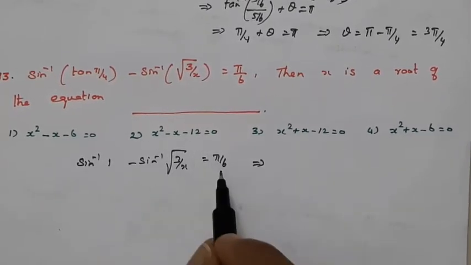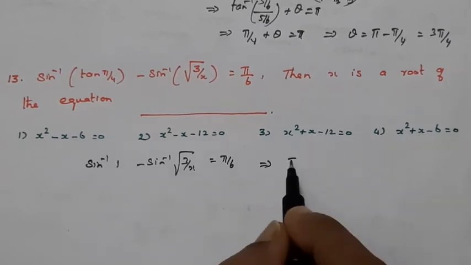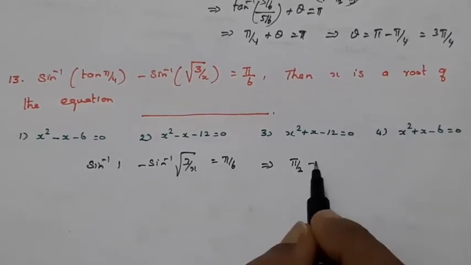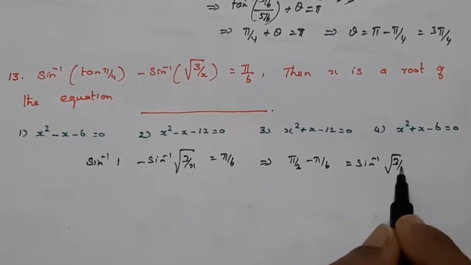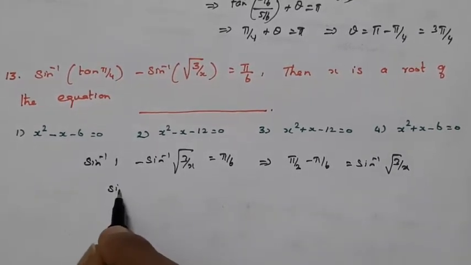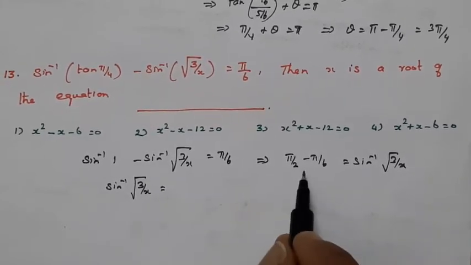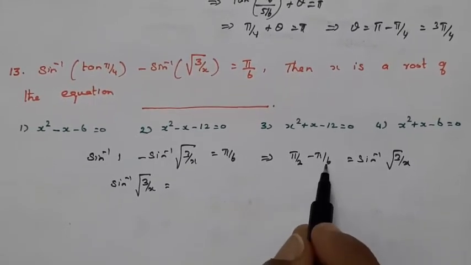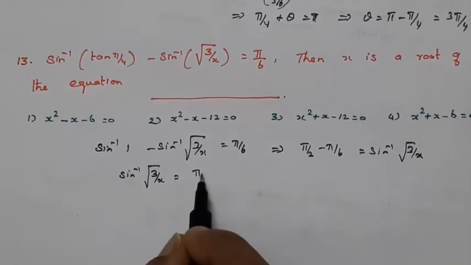So let us move this 90 to the opposite side, or moving these two, we have sin inverse of 1 as pi by 2, and moving this pi by 6 here is equal to sin inverse of root of 3 by x. Okay. That is sin inverse of root of 3 by x is equal to, let us simplify this. So what is 90? Here it is 30. 90 minus 30 will be 60. So that is equal to pi by 3.